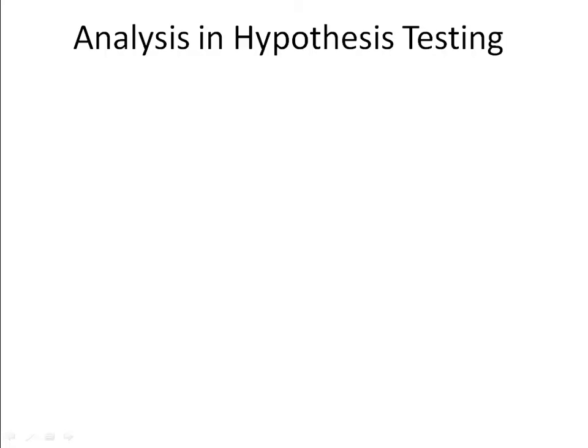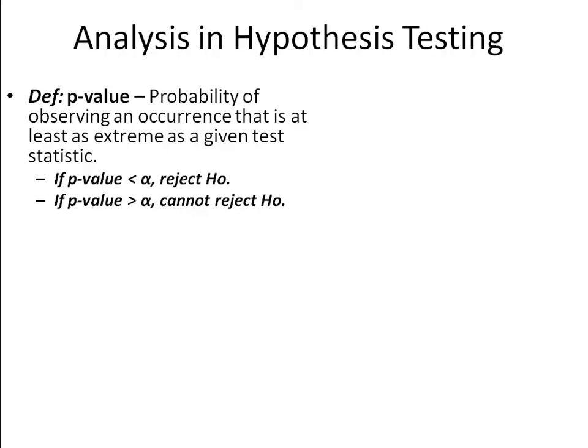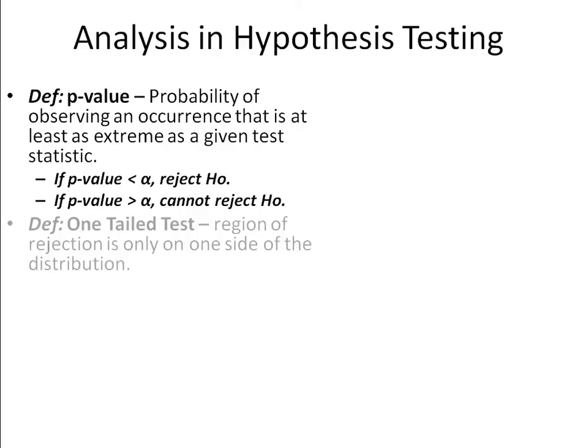So how do we actually begin to do a quantitative analysis and hypothesis testing? So what we're going to do is define what's called a p-value. And that is the probability of observing an occurrence that is at least as extreme as a given test statistic. So if our p-value is less than our preset significance of alpha, then we reject the null hypothesis. If it's greater than alpha, we cannot reject the null hypothesis.